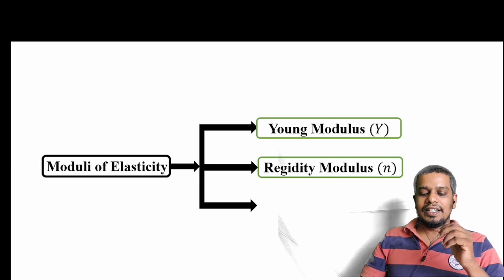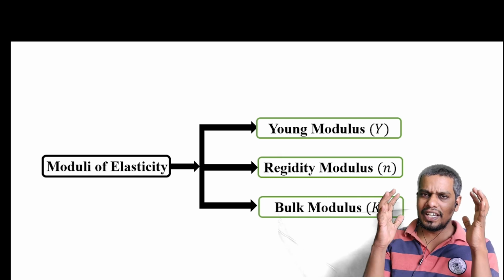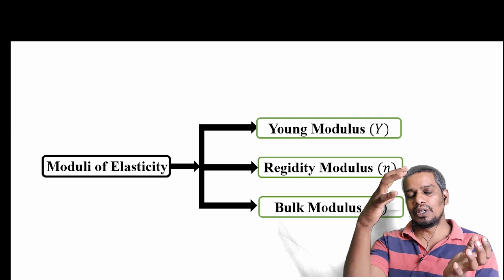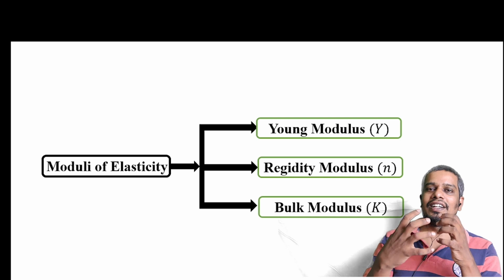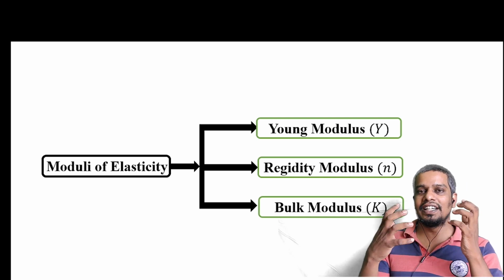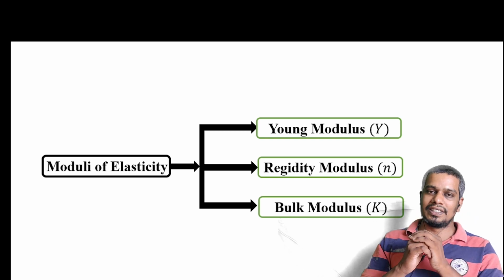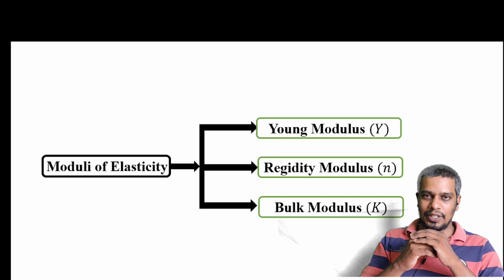The last kind of stress is the bulk modulus. Suppose we have a volume, a box, and you compress the box or pull the box on all sides, then that kind of stress and strain we relate using the bulk modulus. So these are the three kinds of moduli of elasticity we are going to look at.